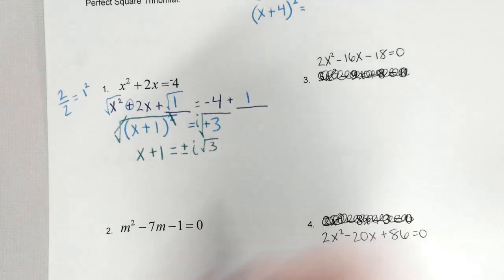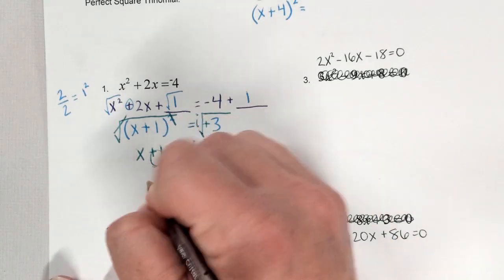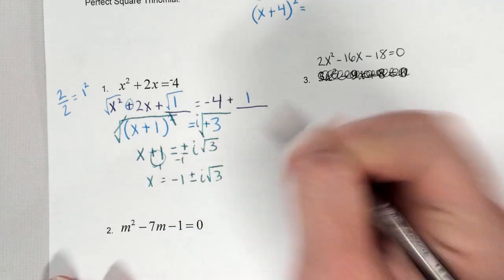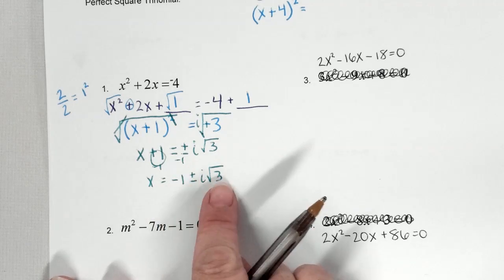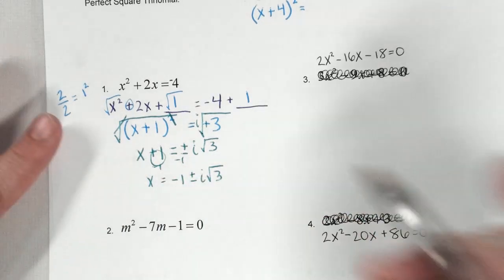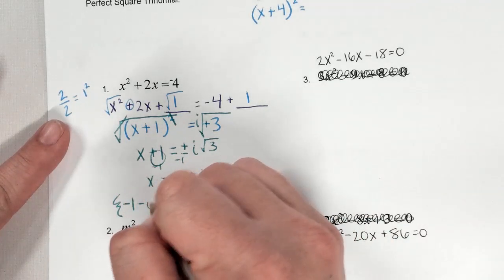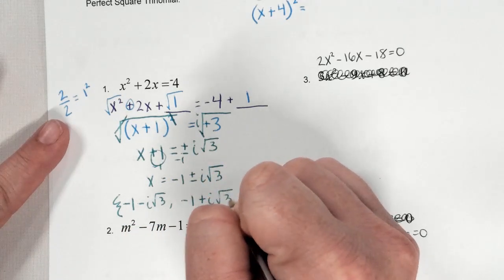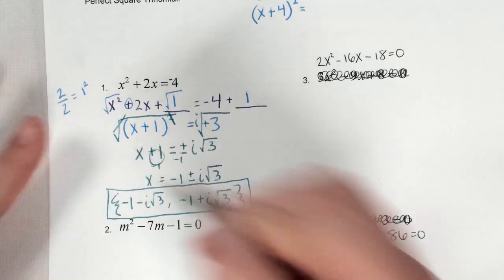Am I done? What do I need to do? Subtract 1 from both sides, and I get x equals negative 1 plus or minus i root 3. Are these like terms? No. This one has an i, this one doesn't, this one has a root, this one doesn't. So that's as simple as this gets, but we have to separate it. So negative 1 minus i root 3, negative 1 plus i root 3. There's your answer.